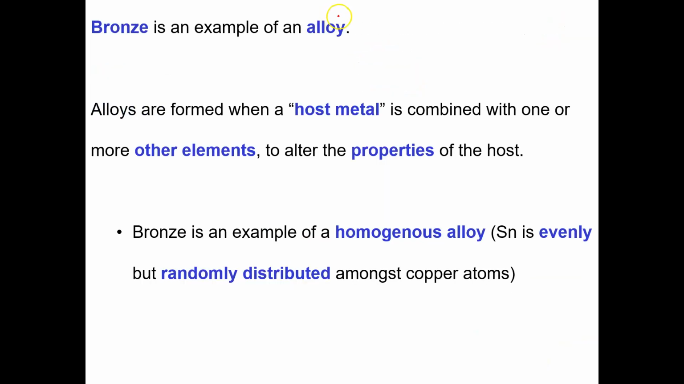So bronze is an example of what we call an alloy. And in an alloy, what we have is a host metal that you combine with one or more other elements. In the case of bronze, it's another metal, tin, but it doesn't have to be. In the case of steel, we take iron as the host and we add a little bit of carbon to it. Now, adding the other element, and sometimes there's multiple other elements that you add, can significantly alter the properties of the host.